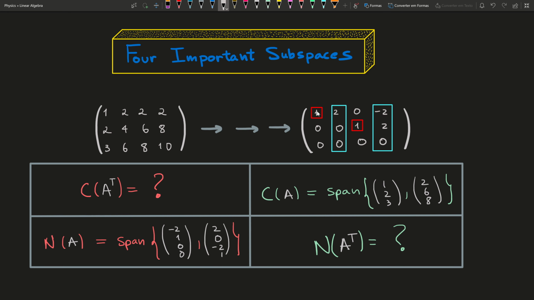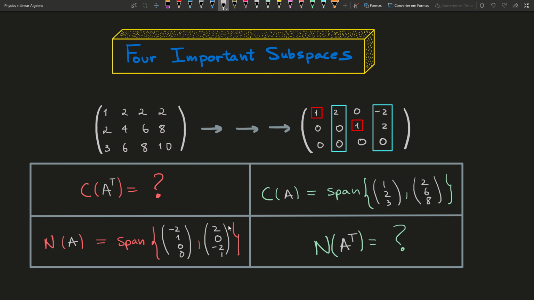Well, you have to have 2 of these, because 2 of these makes 0 with that, and you have to have -2 of these, because -2 of this plus 2 of that, well, gives 0. Can you see? This is the coefficient that you find here. Of course, this column is multiplied by 0 because it's not needed during the process of computing the nullspace of A.